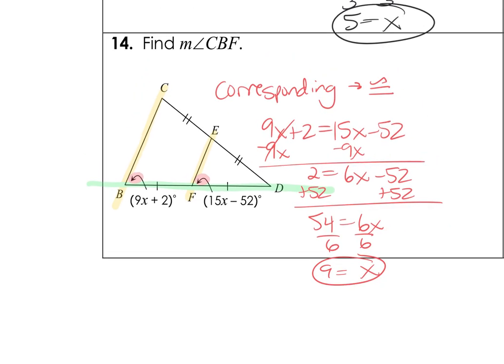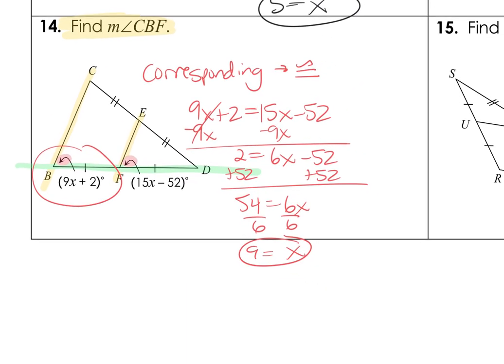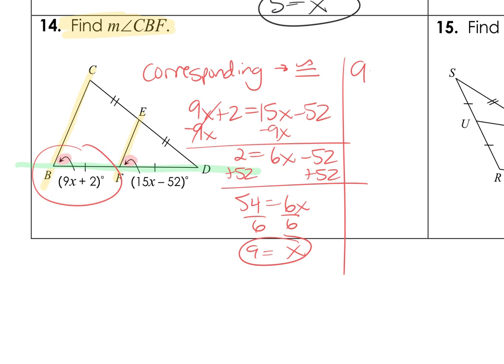But in this question, it doesn't want me just to find x. This says find the measure of angle CBF. So it really wants me to plug it in and find this guy. That's CBF. So the last thing I'm going to do is take that 9x plus 2, where we see x, we'll plug in 9. So I get 81 plus 2, or 83 degrees. That's going to be my answer. Okay, I'm going to rewrite that as a nicer 83.